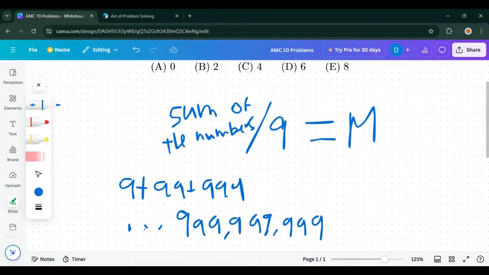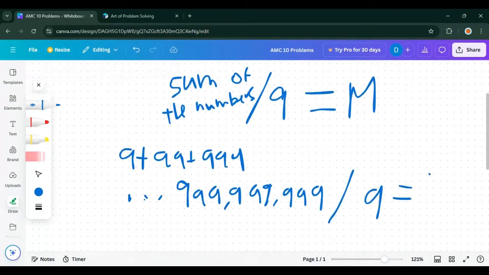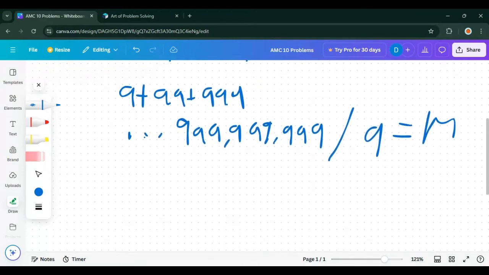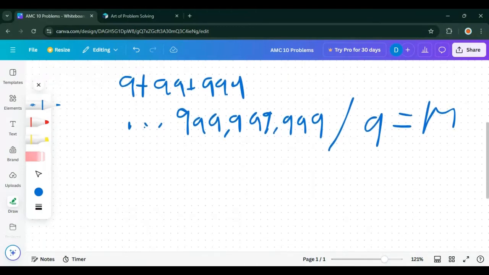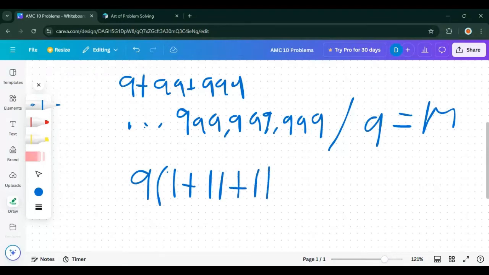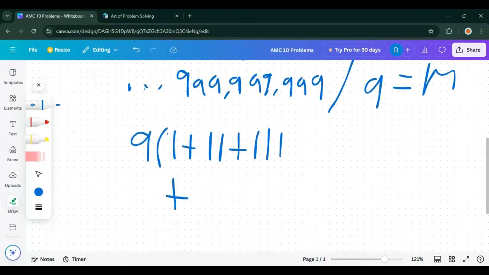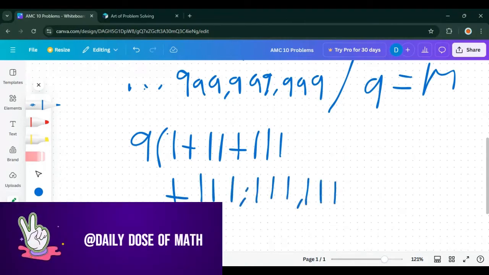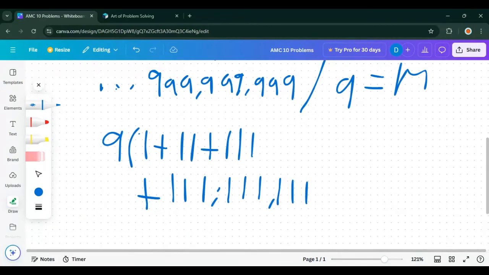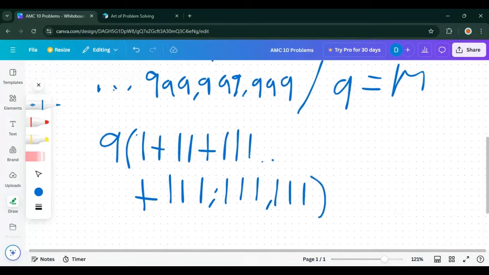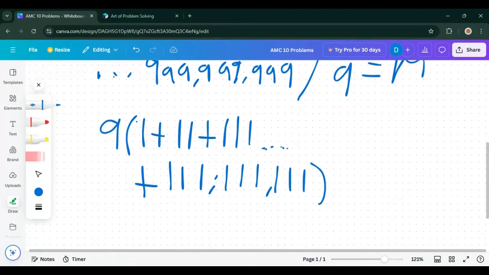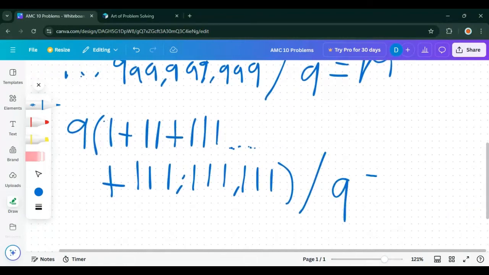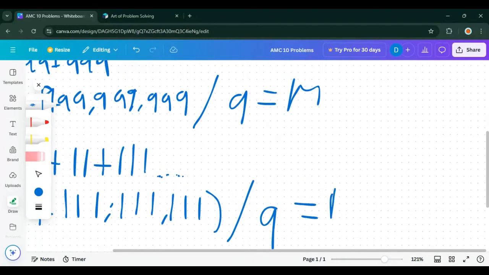Okay, so what are they all divisible by? 9. Okay, so that's one common thing. They're all divisible by 9. And how can we use that to our advantage? Well, if we factor out 9, we have 9 times 1 plus 11 plus 111 plus all the way down here, which is just 9 ones. Sorry. And then we make sure to include the dots. Okay, and we're all dividing this by 9, and we get m.